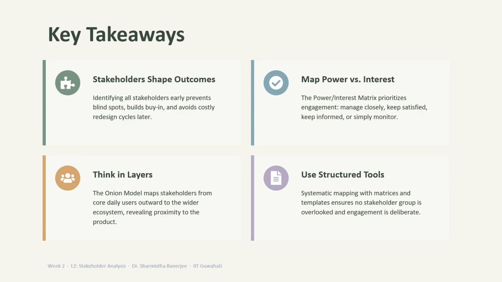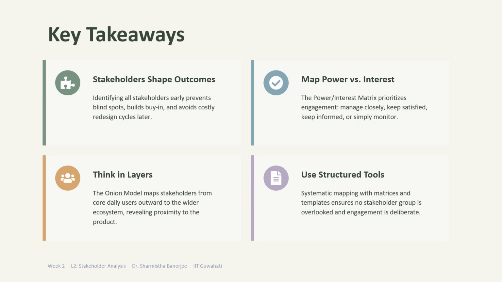Stakeholders shape the outcome of your design activity. Identifying all stakeholders early on prevents blind spots, builds buy-in and avoids costly redesign cycles later. You should always map the power versus interest, because a primary user might not be the most powerful and a tertiary user might actually be very powerful and might also have very high interest in the project. So this power interest matrix helps you prioritize engagement. You classify them as manage closely, keep satisfied, keep informed, or simply monitor them.